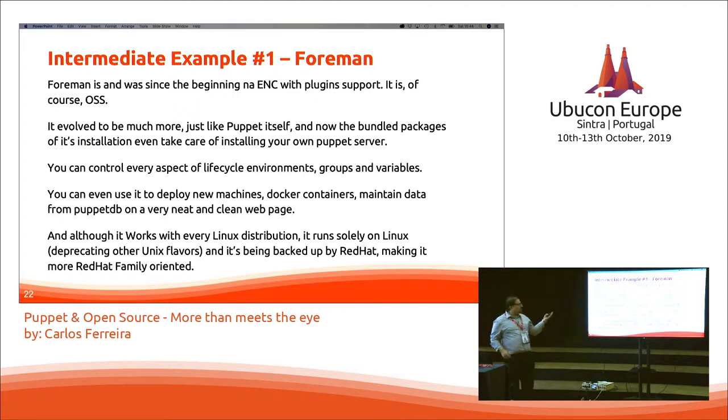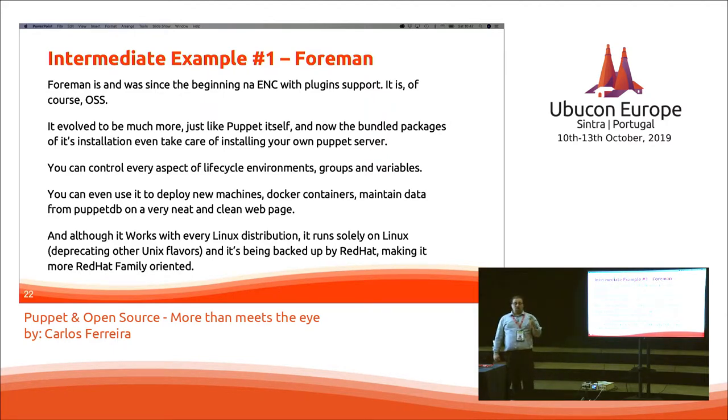Like Puppet itself, it's now bundled with a package of its default installation, even to take care of installing your own Puppet server. Meaning, if you install Foreman in its configuration management scenario, because Foreman now works with scenarios, Puppet server will actually be installed and configured on the same server without human interaction, which is actually quite cool. Then you just go there and tinker with it. The whole shebang of installing, putting the repo, installing the packages, configuring the puppet.conf with the server requests, it's not needed. You can control every aspect of life cycle environments, groups, and variables.